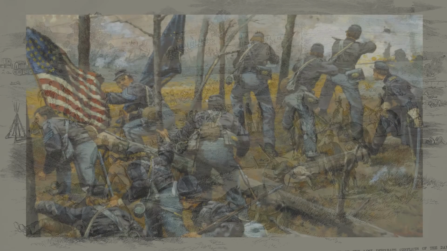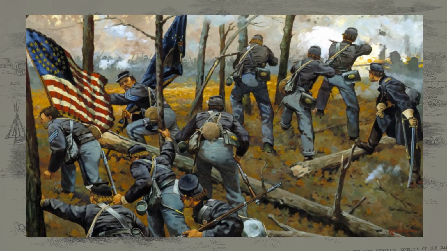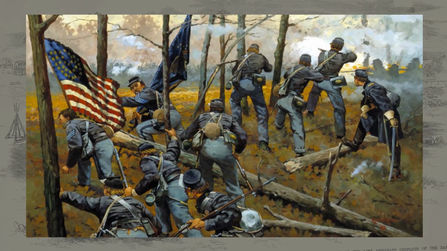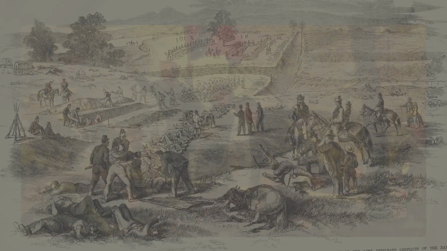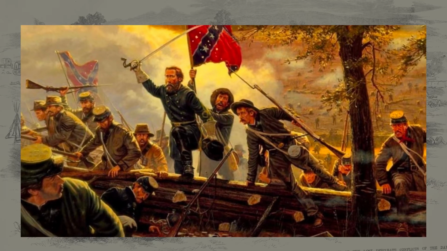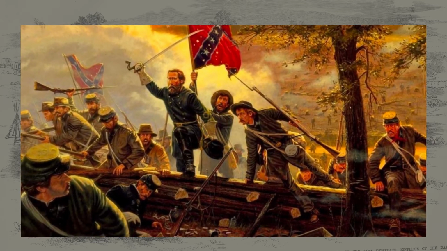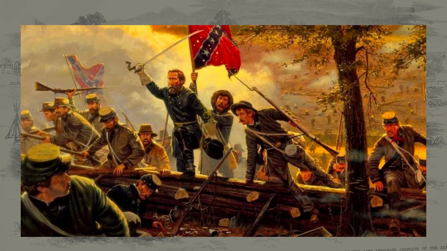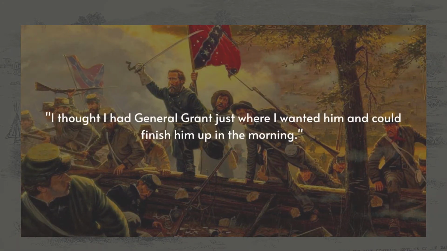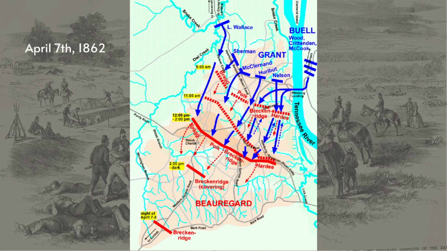In the early morning of April 7th, the Union launched their attack at 6 a.m. Unaware that he was outnumbered, Beauregard ordered 2 counterattacks before reaching a stalemate. Beauregard sent a telegram to President Davis announcing a complete victory, but later admitted, "I thought I had General Grant just where I wanted him and could finish him up in the morning." Around 5 p.m., the rebels retreated to Corinth.